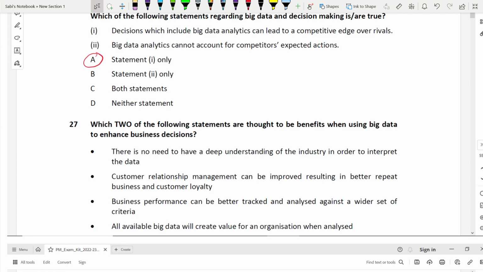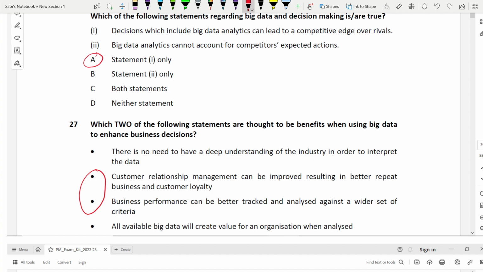to interpret data. Second, customer relationship management can improve, resulting in better repeat business and customer loyalty. Third, business performance can be tracked better and analyzed using a wide range of criteria. And fourth, all available big data will create value for an organization when analyzed. So which ones? The second and third are correct, whereas the first and the fourth are not correct.